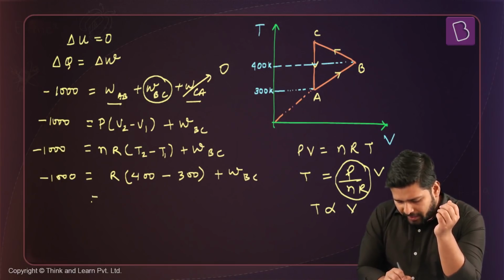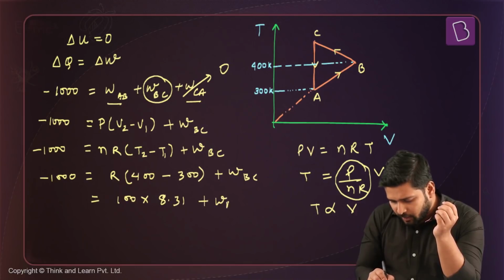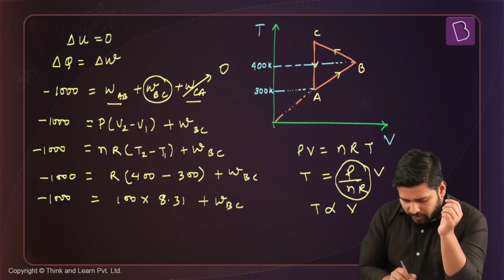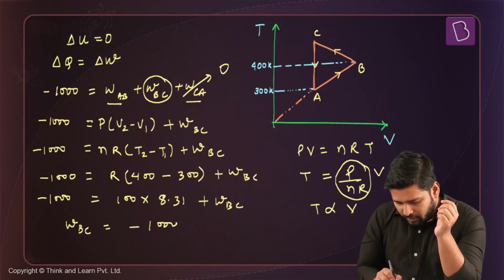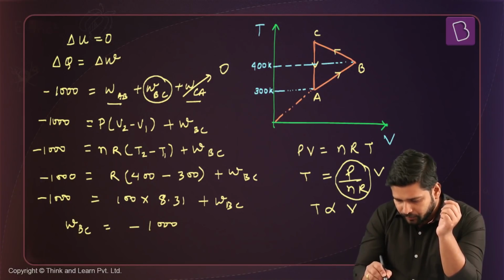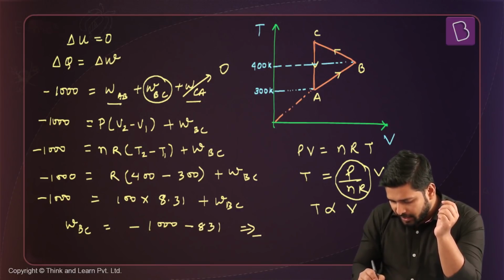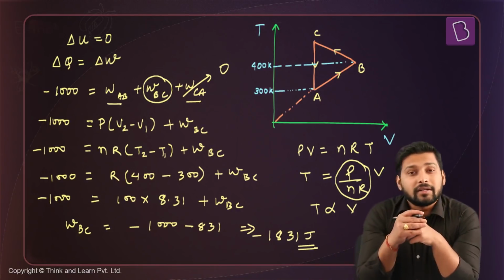Cool. So what do we get? We get 100 into 8.31, if I plug in the value for R, plus work done by BC is equal to minus 1000, right? If I take it on that side, that will be negative, so it will give me work done by BC is equal to minus 1000 minus 831, right? And this will be equal to minus 1831 joules, and that is our correct answer.